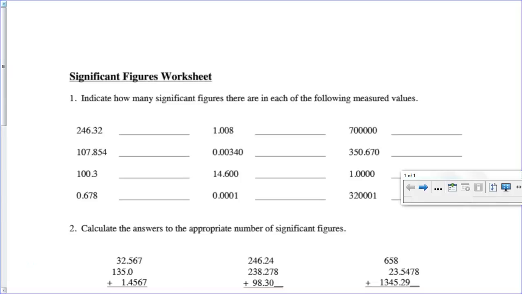Hello, this is the Significant Figures practice worksheet. This is just an extra set of problems for those students who are still struggling after they did the first set. I'm going to quickly go through them.